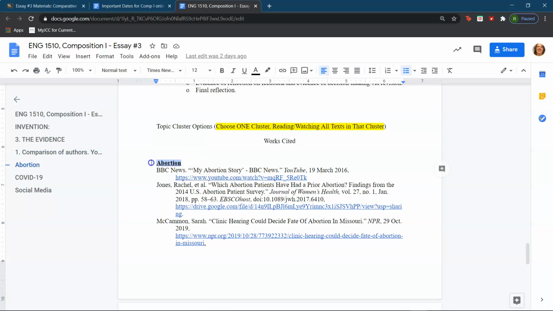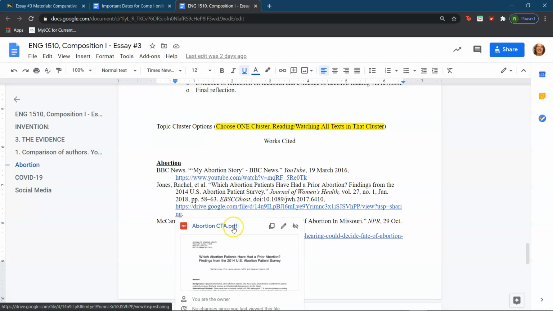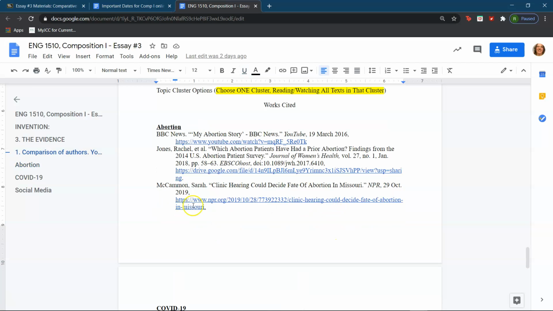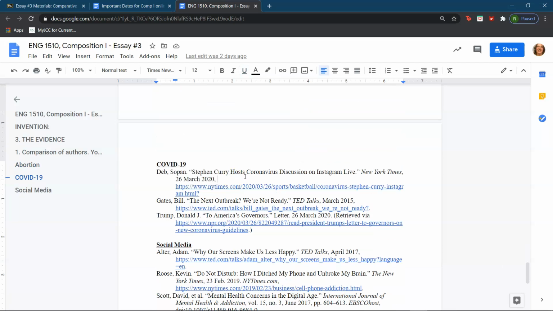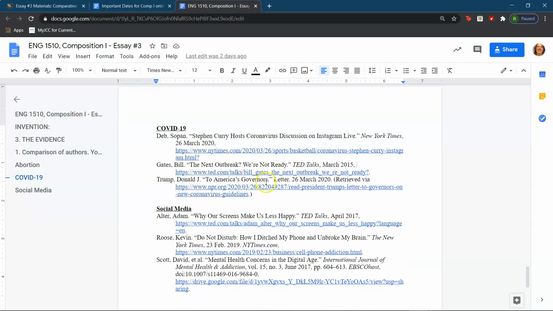Now for abortion, the three different sources are different types of sources. So the first one is a YouTube video. The second one is a scholarly article that you can find right in Google Drive in this link here. And the third source here is an article from NPR. Now for the COVID-19 topic, the first article is from the New York Times. And then the second thing here is a TED Talk, which is a video. And then the third thing here is another article from NPR.